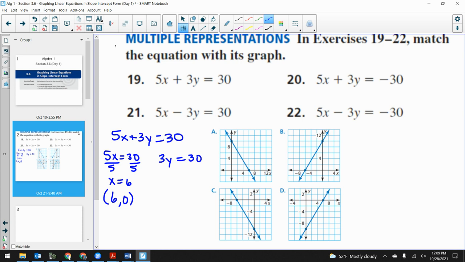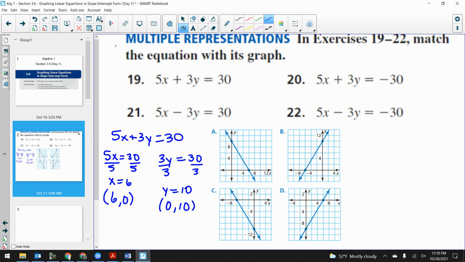Good, yes. And what form was it presented to me in? Standard form, right. Because this was presented to me in standard form, I can say, okay, 5x equals 30, 3y equals 30. Let's finish it off. Y equals 10. 0, comma 10.